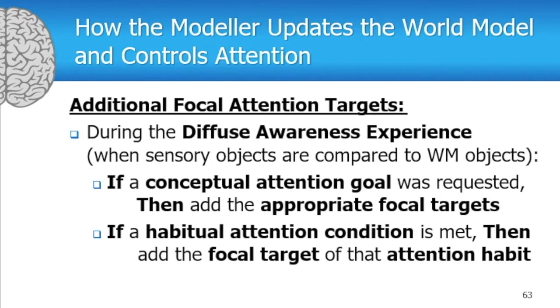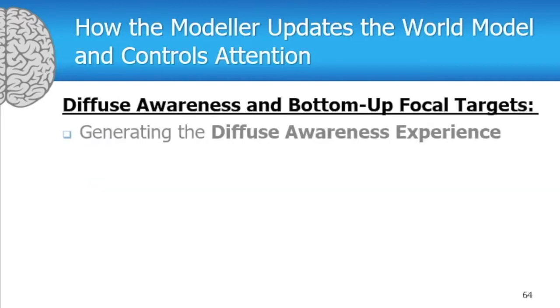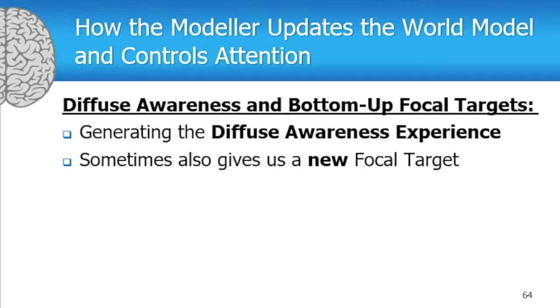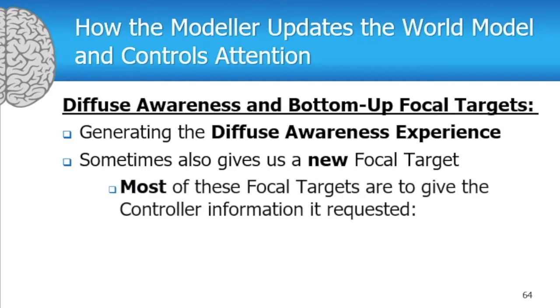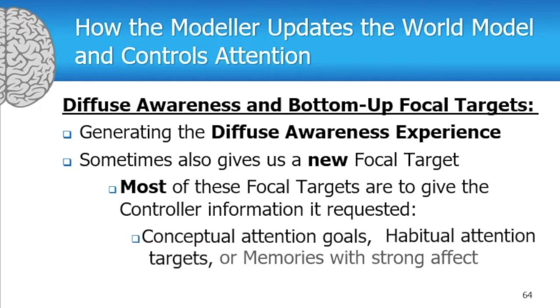Now let's look at diffuse awareness and why bottom-up focal attention targets are generated. First of all, the generation of diffuse awareness experience occurs when the sensory objects are compared to the world model objects. Sometimes this also gives us a new focal target, and most of these focal targets are to give the controller information it requested, such as conceptual attention goals, or habitual attention targets, or objects that have memories with strong positive or negative affect associated with them. Note that in all these cases, the controller effectively requested these focal targets. Conceptual targets definitely come from the controller, habitual target goals are trained by the controller, and the controller produced the strong affect that was stored in the memory trace for the object. So all these focal targets effectively came from the controller.